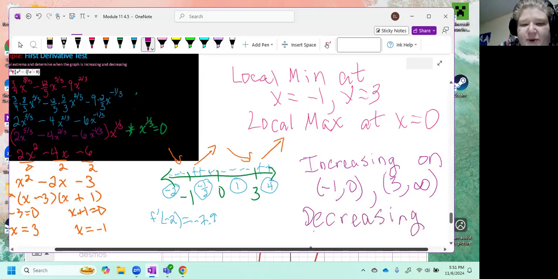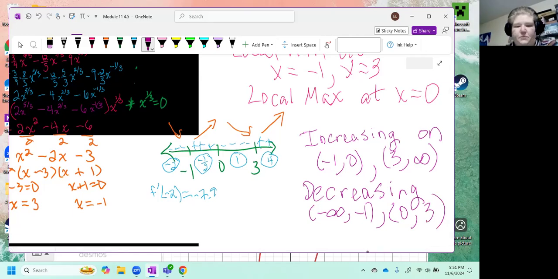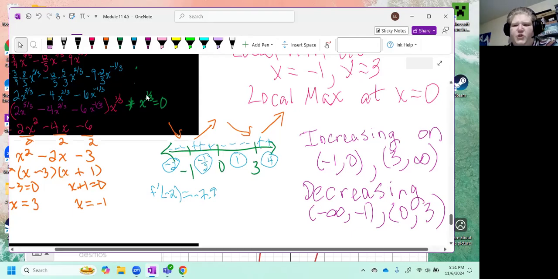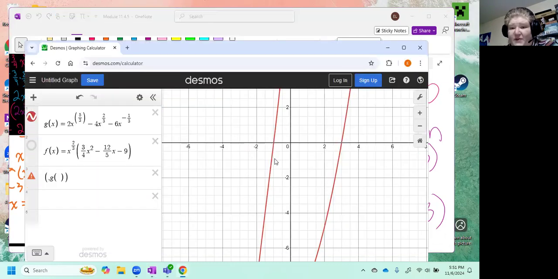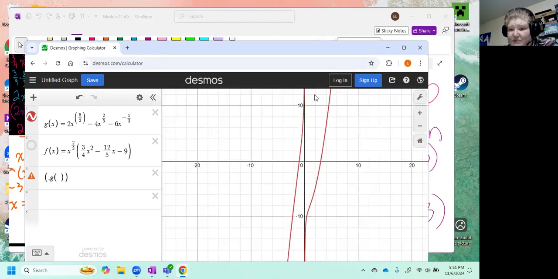All right, then it's decreasing from -infinity to -1, and from 0 to 3. Now, if you were curious about this 0, it was a critical number because it was undefined in the derivative. And on a graph of the derivative, it's an asymptote. Like if I zoom out here, you can see, yeah, that's asymptotic behavior.